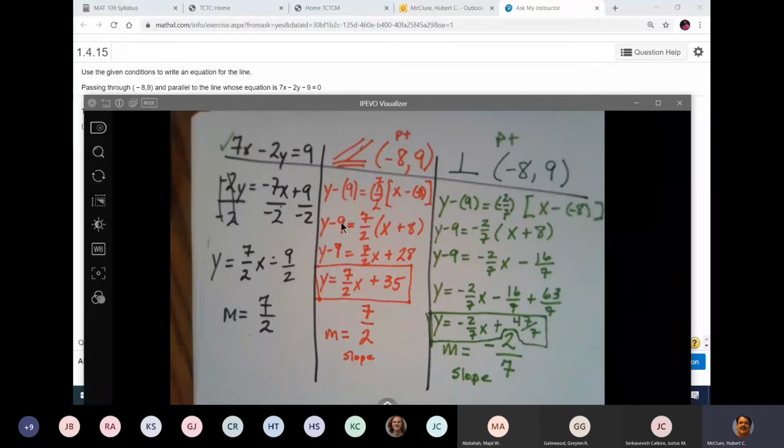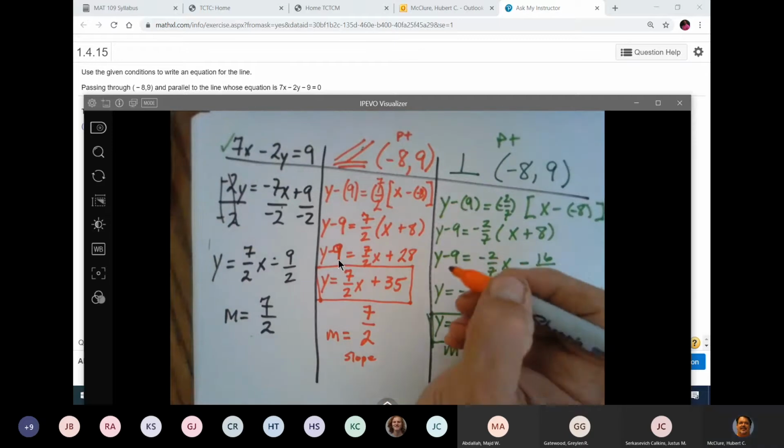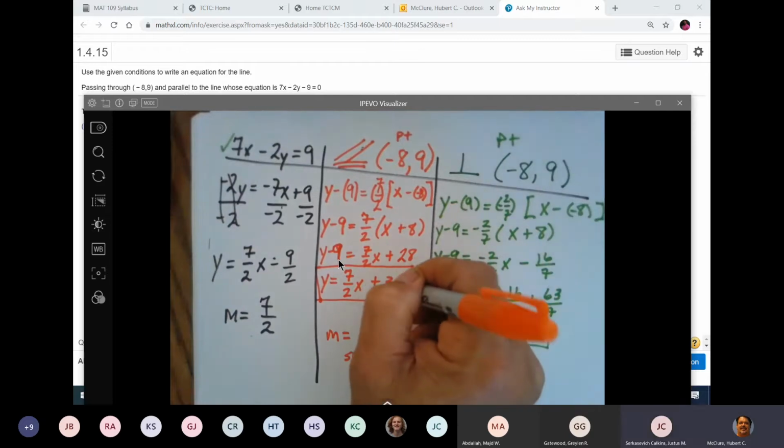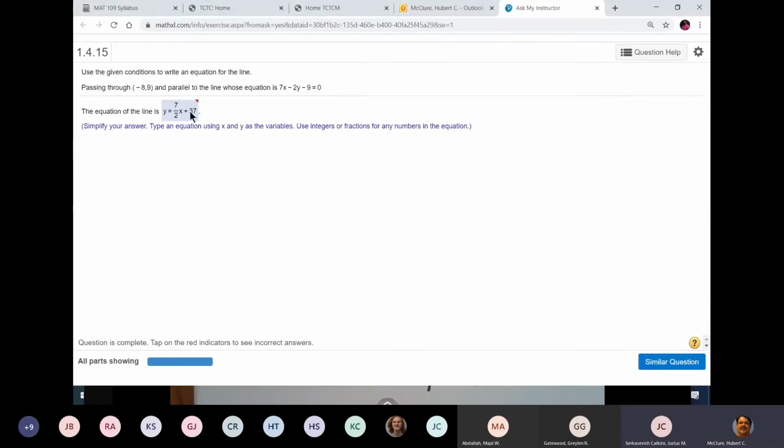Oh, here it is. I decided to switch a 9 to a 7. I love my dyslexia. Okay, what is 28 plus 9? 37, Hubert. Sorry about that. Should be 37. I decided to change a 9 into a 7. Next. That's the answer, 37.